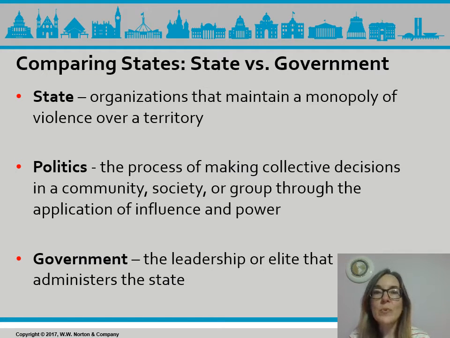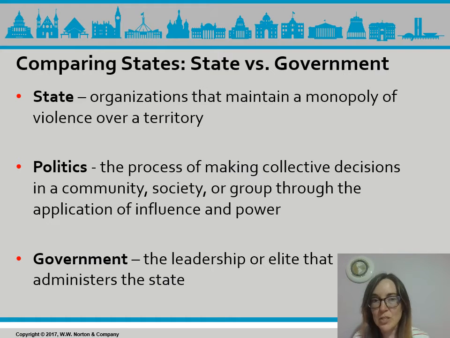And so here we go with the definitions, because these terms can often overlap or blur together. And we sometimes use them interchangeably, but they actually mean different things. So the state is the organizations that maintain a monopoly of violence over a territory. And again, when we are talking about the state in political science, we mean the national level organization. So we're not talking about a state like Tennessee or a state like Florida.